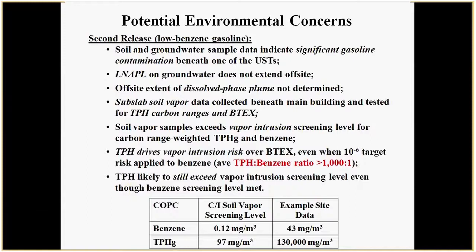And soil vapor samples exceeded vapor intrusion screening levels for carbon range weighted TPH and benzene, which we use to assess the site. And in this case, TPH drives vapor intrusion risk over benzene. The ratio of TPH to benzene was over 1,000-1 for this low benzene gasoline. So in this case, you could meet benzene screening levels of vapor intrusion, but still have a serious potential TPH vapor intrusion problem. So TPH is still likely to exceed vapor intrusion screening levels, even though benzene screening levels are met. Again, this is real data that we collected from sites where benzene in soil vapor is 43 milligrams per cubic meter, gasoline 130,000 milligrams per cubic meter. So in this case, TPH gasoline is the risk driver in the problem.